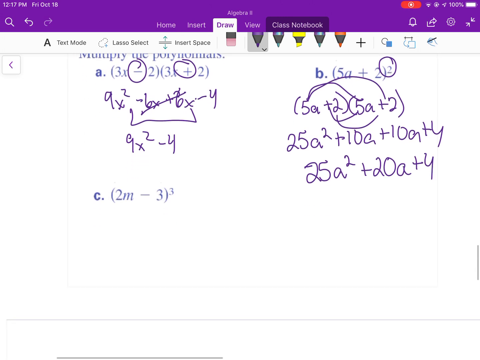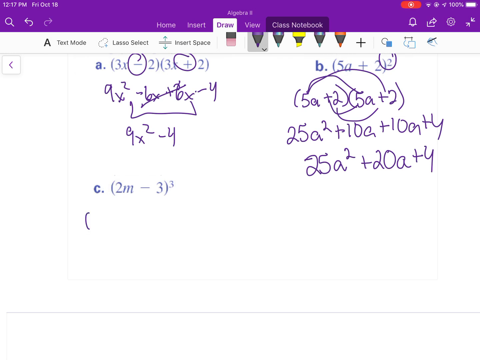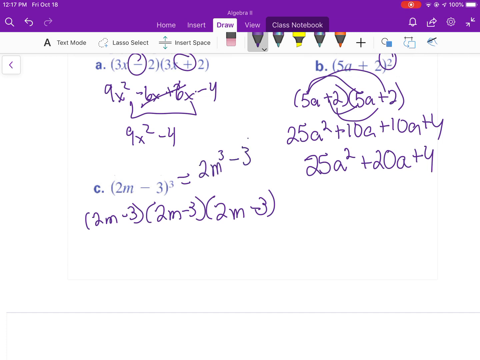So when it comes to the third power, that means to take 2m minus 3 times 2m minus 3 times 2m minus 3. It does not mean to take 2m to the third minus 3 to the third. Okay, so I'll take two of them. I'll pick these second two. 4m squared minus 6m. There's a minus 6m, so that's going to be minus 12m. And then a plus 9.